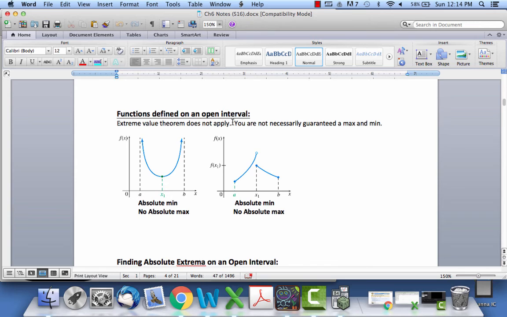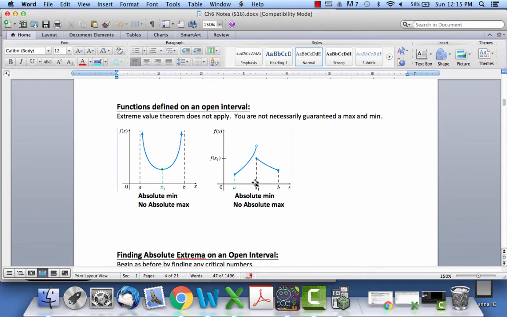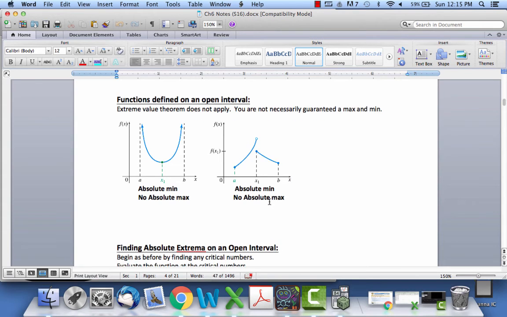Okay, so if it's defined on an open interval instead of a closed one, remember that the reason we couldn't shoot off to infinity is because we had an end point. If it's on an open interval, you don't have to have an end point. You can shoot off like this with these asymptotes. You can have just one or the other. So here we have an absolute min but no max. It could have gone like this and had neither. And here we have an absolute min but no absolute max because of this jump. This is where it's not continuous.